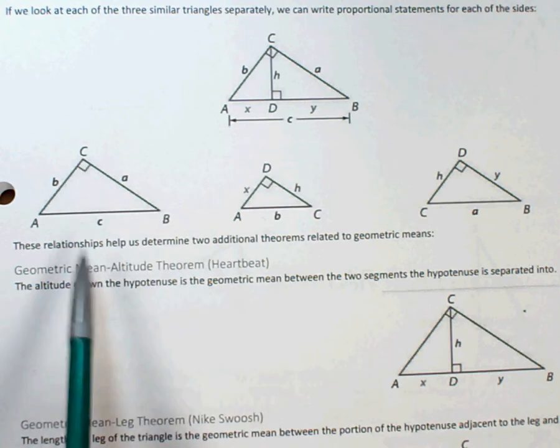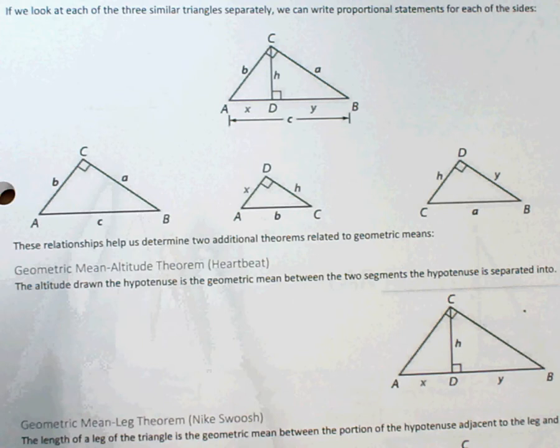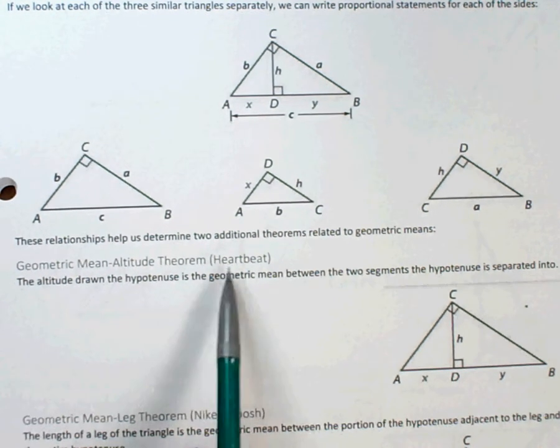Now, we are going to be using these letters for different reasons, okay? But we're going to separate these. There's two different proportions that I want you to consider, okay? We have a heartbeat proportion and we have a Nike swoosh proportion, okay? You are going to need to be able to tell when to use which of these proportions, and we'll talk about that when we get to some examples, okay? But the geometric mean and altitude theorem is our heartbeat proportion, okay?